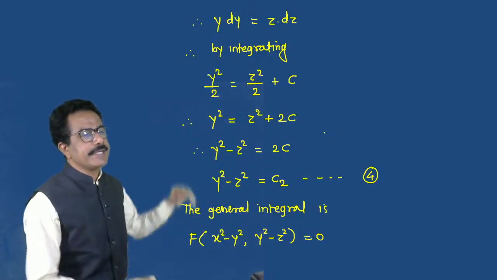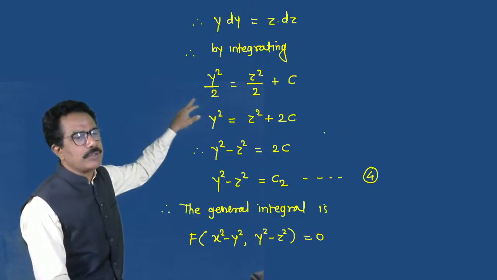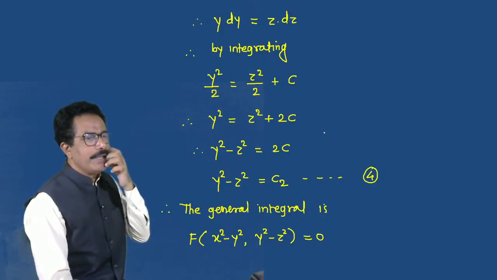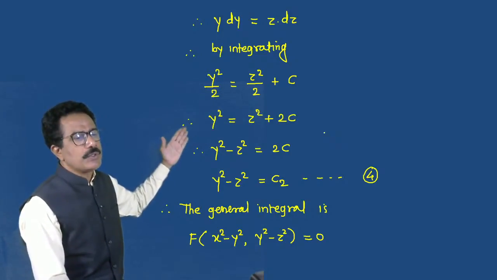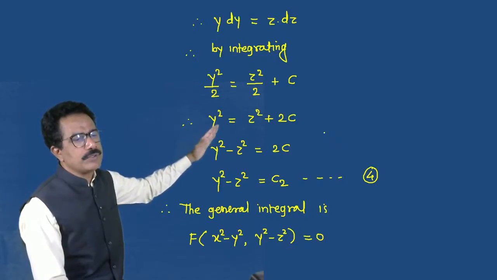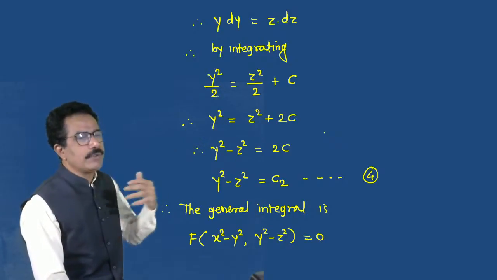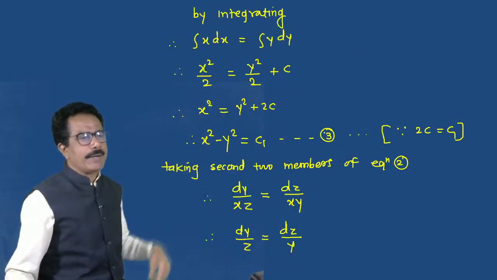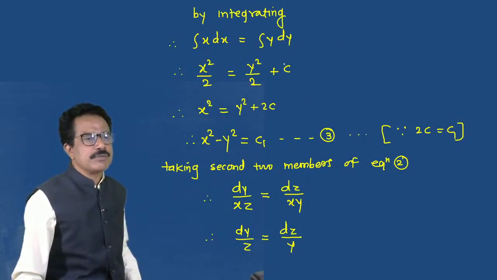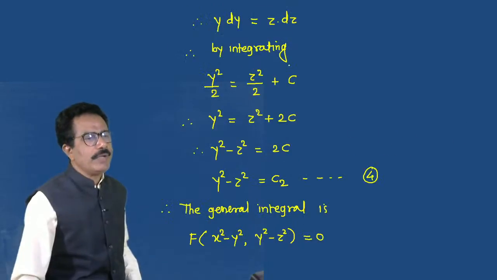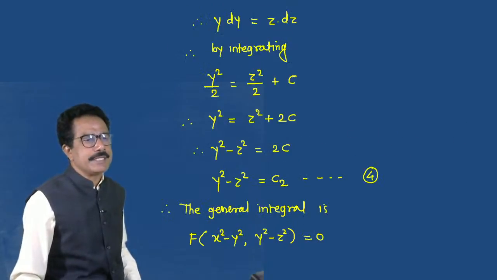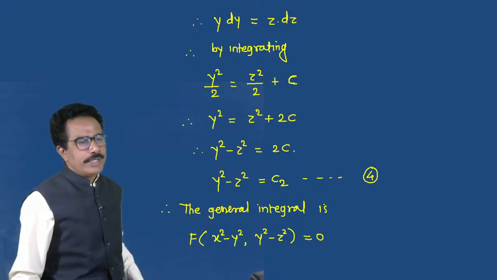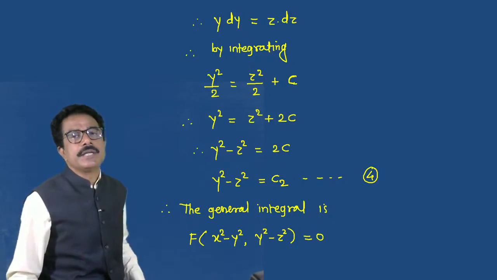Now by integrating, integration of y is y square by 2, integration of z is z square divided by 2, equals c. Multiplying by 2, y square equals z square plus 2 into capital C. Here we used a small c earlier; now we have to consider this as a capital C. So 2 into capital C we consider as C2.